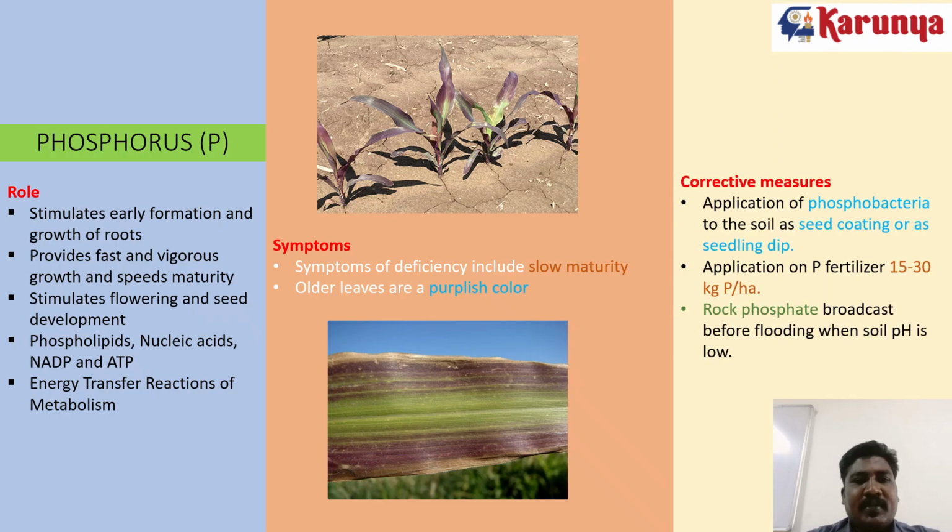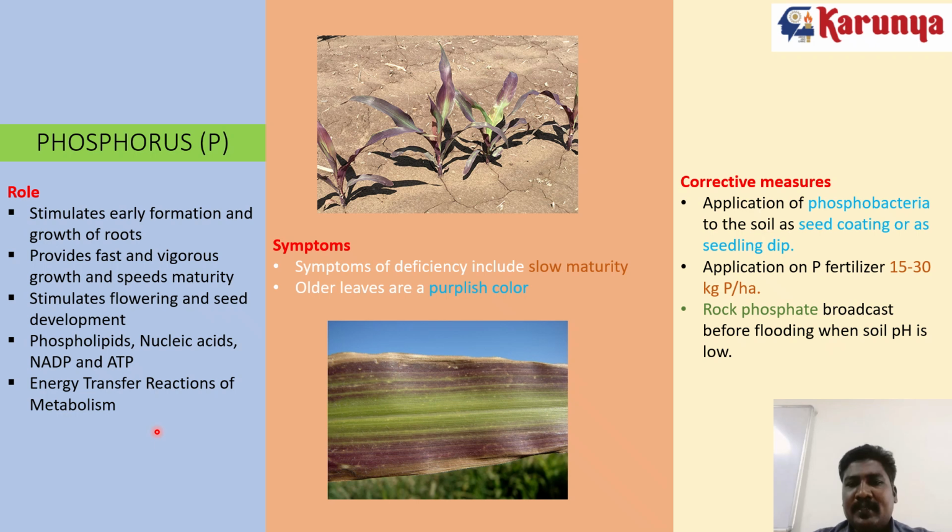And coming to the phosphorus deficiency symptom, as I said, it's a unique deficiency symptom which produces purple discoloration. The role of phosphorus is to provide fast and vigorous growth and speed maturity, and it is known as the energy currency of the plant. So it is involved in phospholipid and nucleic acid formation, and energy transfer reactions.